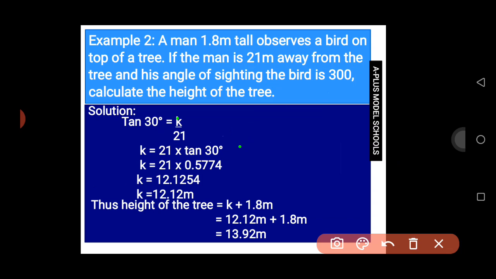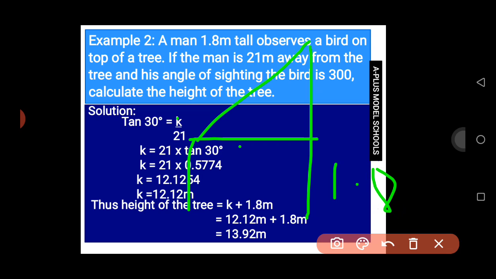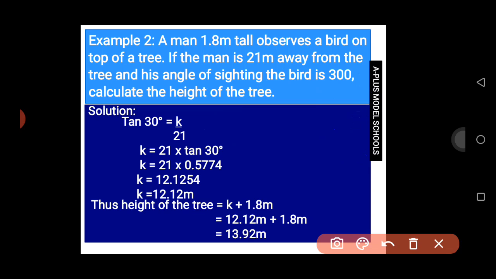Now, the height of the tree will now be determined. I told you at the beginning that if this is the height of the tree and the man is standing here, this will be the eye level of the man. Then the angle of elevation is here. So 1.8 is already here, which is the height of the man. So the remaining distance between the man and the tree, that is x. I've gotten my x to be 12.12 meters. Then add it to 1.8. That will give you 13.92 meters. So the height of the tree will be 13.92 meters.